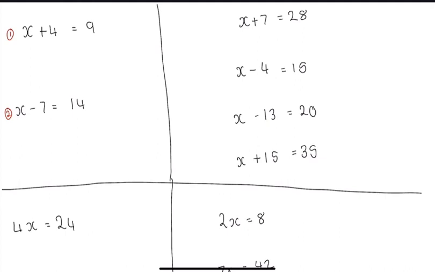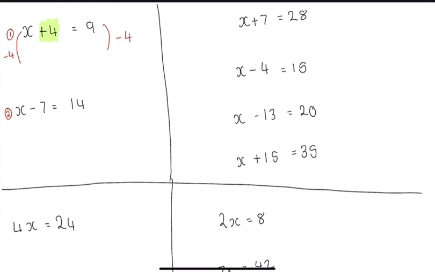Now, in order to solve this, I need to get x on its own. But I can't do that at the minute because I've got this plus 4 here. So I'm saying something add 4 gives us 9, but we want to just find out what that something is on its own. So we need to get rid of that 4. Now, to get rid of that 4, I do the opposite to both sides. Now, the opposite of add 4 is to minus 4.